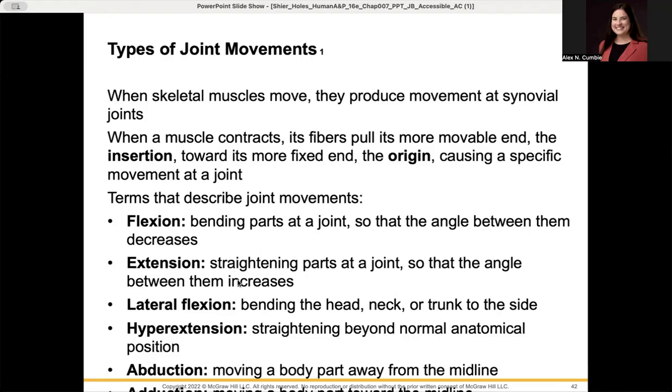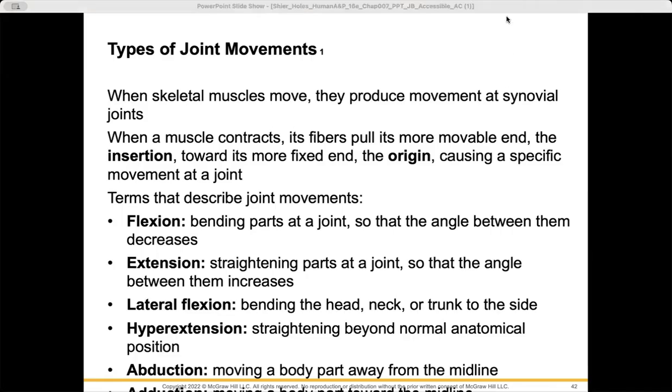Some of our main joint movements, and I'm sorry, we're going to go through a few of them, so I would definitely make flashcards for these, maybe even print the pictures and make flashcards. We have flexion and extension first. Flexion and extension, you can think about flexing your biceps or extending your arm. So flexion and extension have to do with the angle.